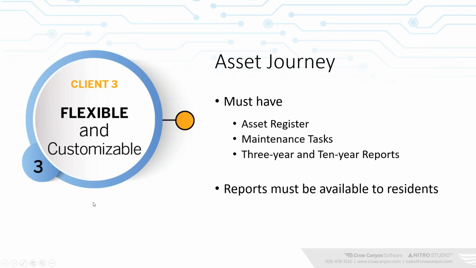So what does it do? They must have an asset register. They must record maintenance tasks and the cost, and they must have these 3-year and 10-year reports, and the reports must be available to residents. And presumably residents will take the time to read it and know what charges they're going to have in the future, and everything's very transparent.